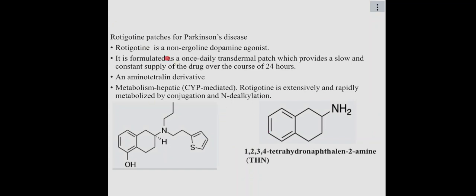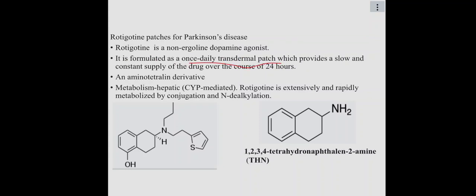Then we have also another agonist we call rotigotine. Rotigotine is also another agonist. And it is a non-ergoline; for ergoline, we had bromocriptine. So these are non-ergoline, and it can be used as patches. For PD, it is a non-ergoline dopamine agonist. It is formulated as a once daily transdermal patch.